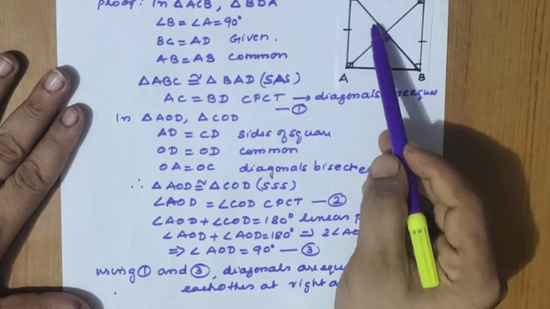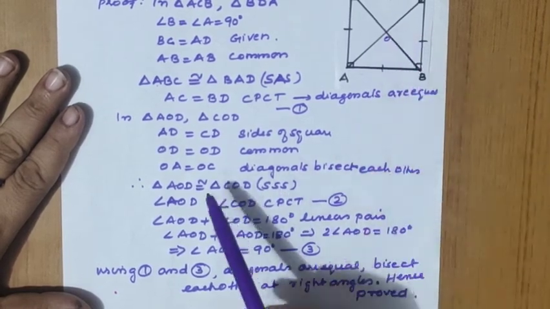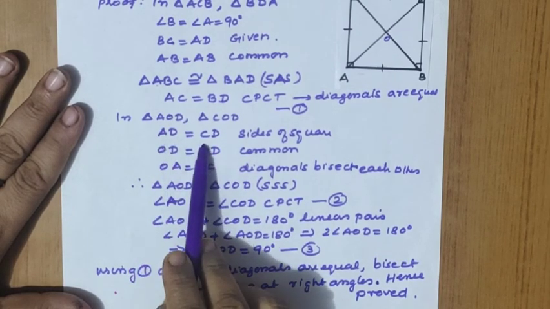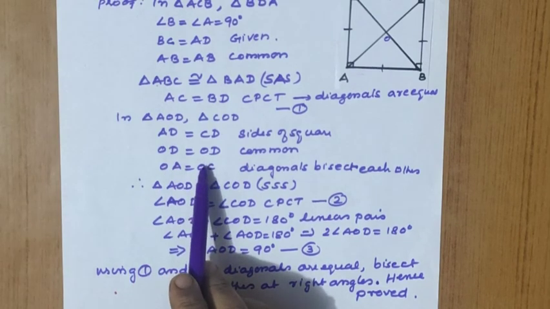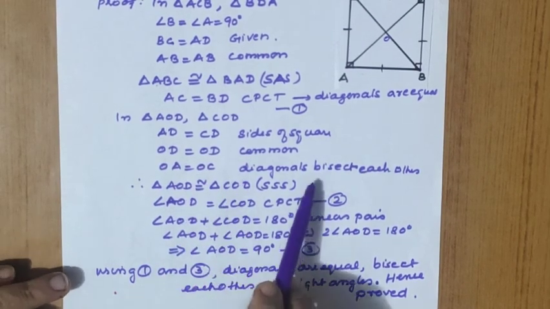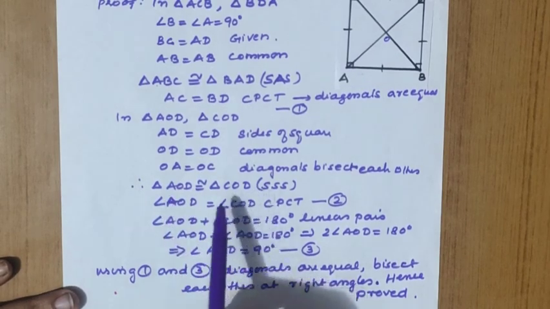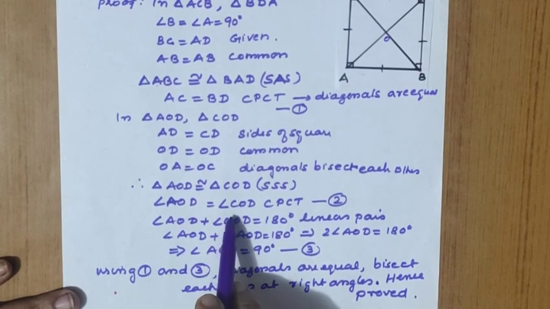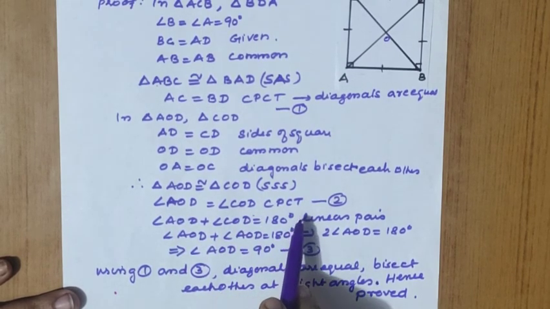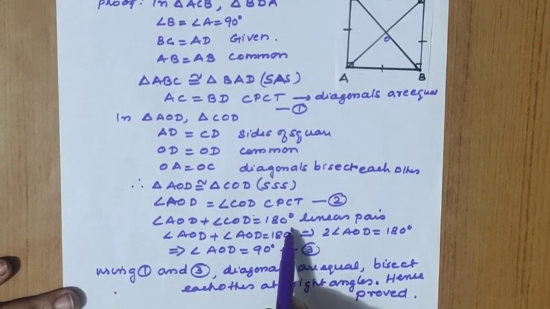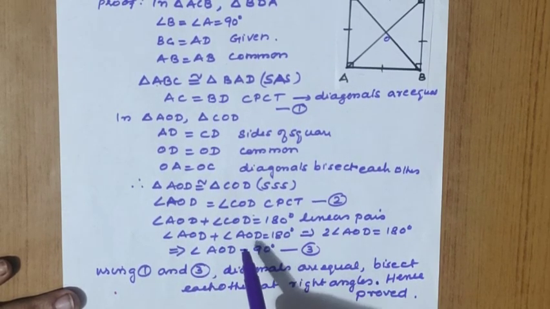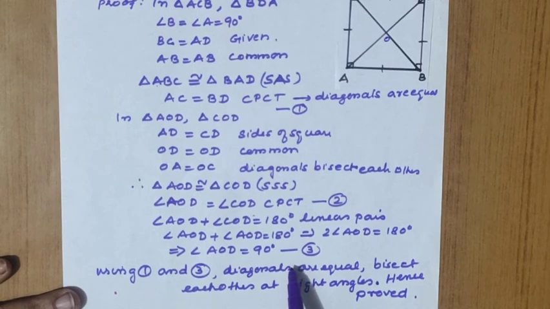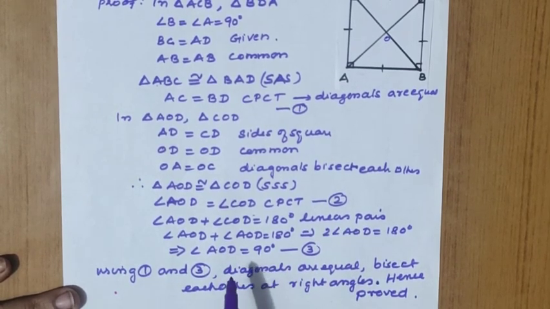For that we should consider consecutive, adjacent triangles. So in triangle AOD and triangle COD, we got AD equals CD, sides of the square. OD and OD are equal by the common property. OA equals OC, diagonals bisect each other. Then triangle AOD is congruent to triangle COD by SSS criteria. Therefore, angle AOD is also equal to angle COD by CPCT. Now what about its sum? Its sum is equal to 180 degrees because it's a linear pair. Each angle is equal to the other. Therefore, angle AOD equals 90. That means angle O equals 90.